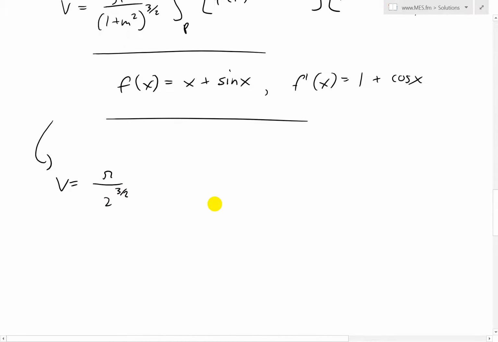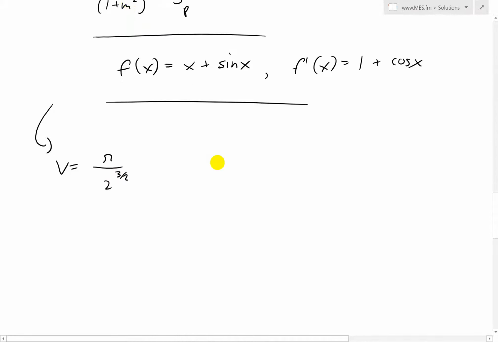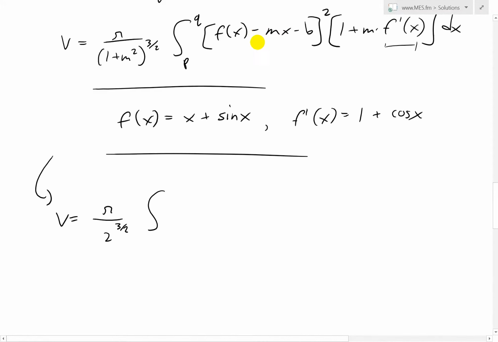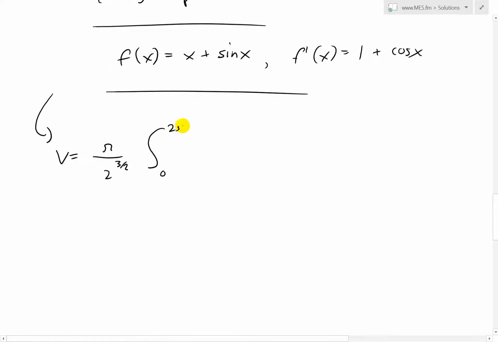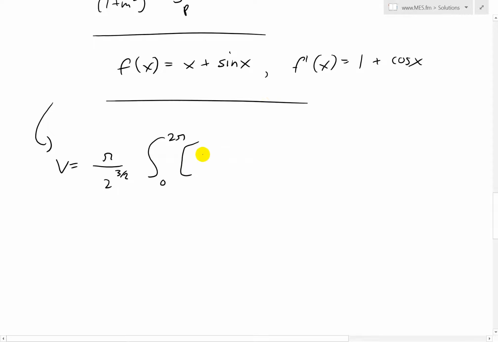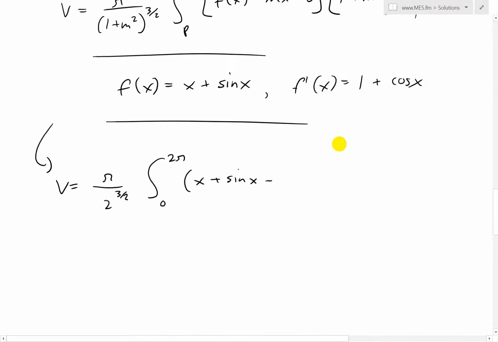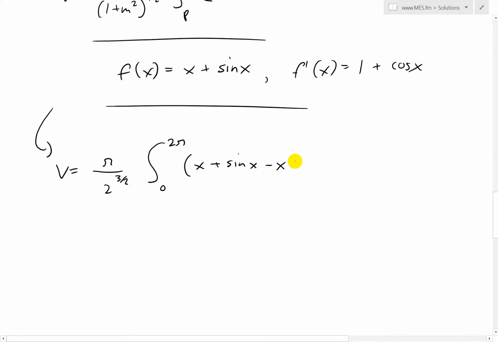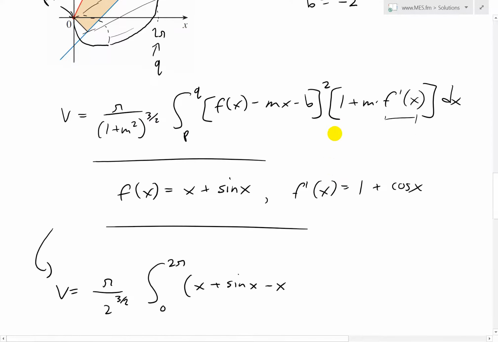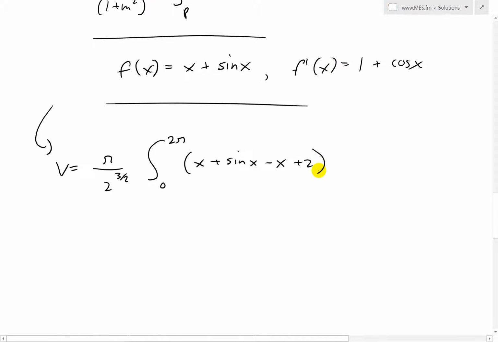So that's just 1 plus 1 is 2. 1 squared is just 1. Integral now, so from P to Q, which is 0 to 2 pi. So now we put the f of x, which is going to be our x plus sine of x, minus now m, which is 1, so minus x, and then minus b, which is minus 2, so that's plus 2, squared.